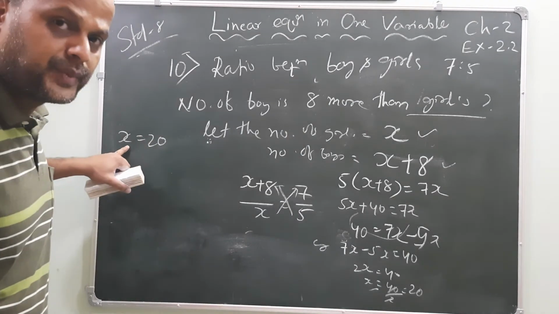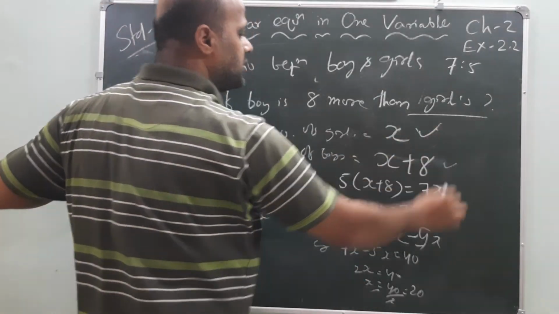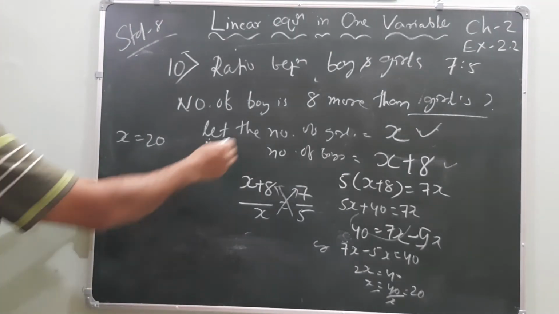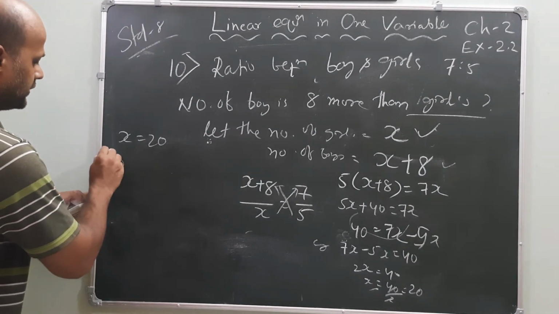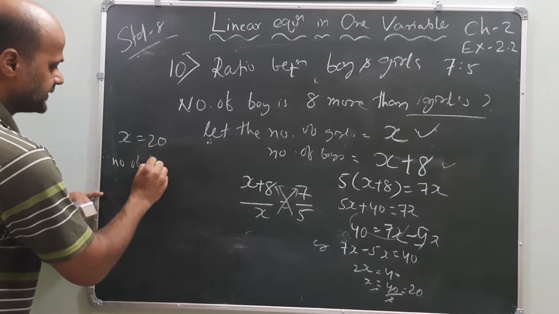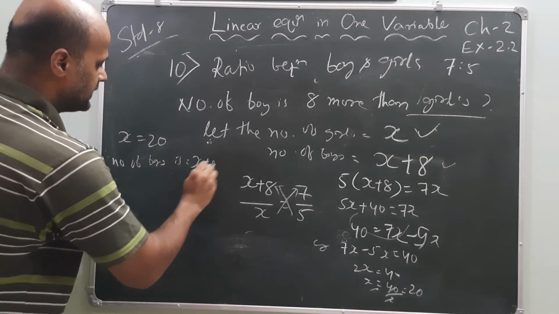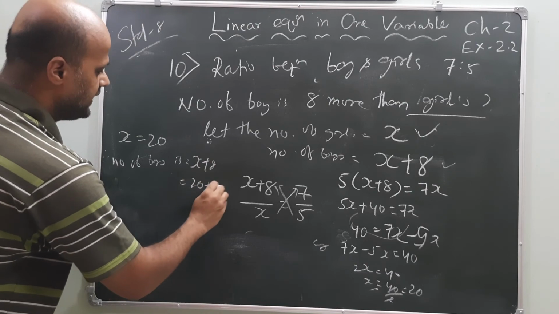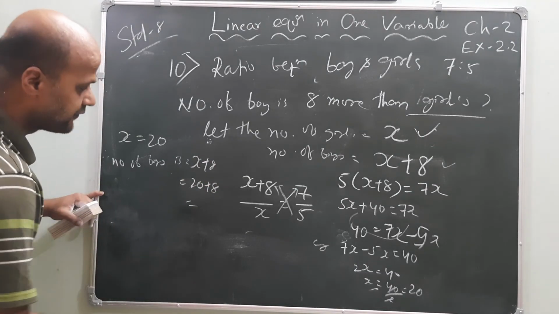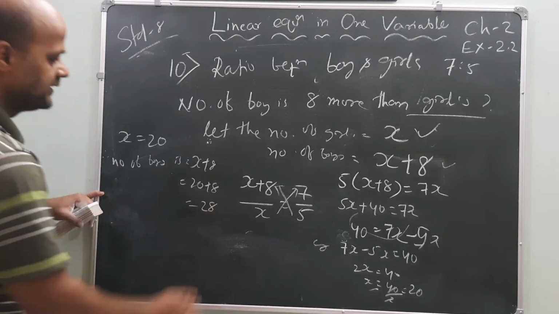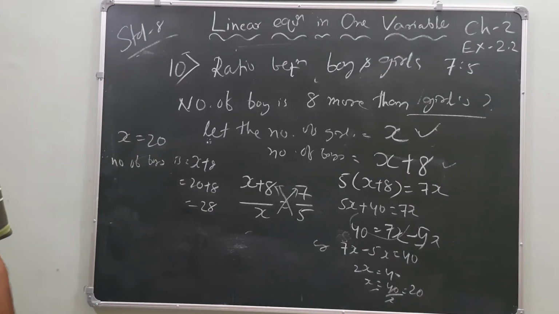What do you mean by x? Number of girls is x. Yes or no? What is the number of boys then? Therefore, number of boys is x plus 8, which is 20 plus 8. How much, my dear friends? 28. Yes or no?